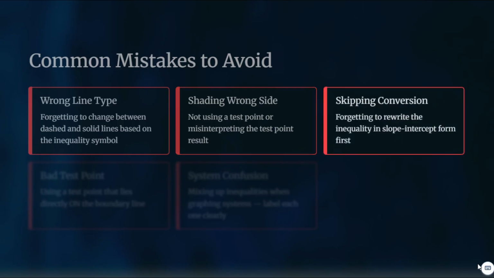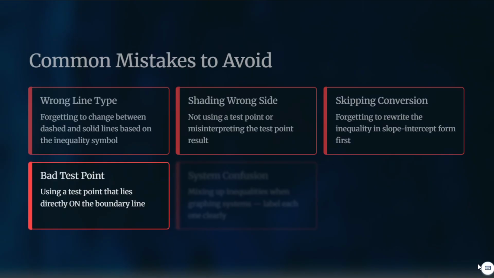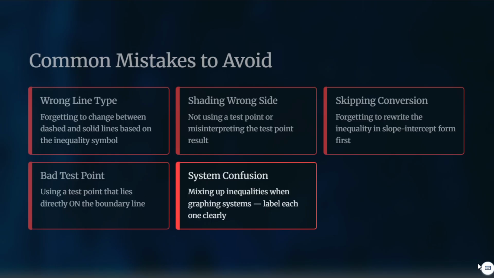The third mistake to avoid is skipping conversion. As much as possible, you'll want to rewrite the inequality in slope-intercept form first. Fourth, using a bad test point. Using a test point that lies directly on the boundary line won't help you, so you'll want to use a test point that is not on the line. And then finally, confusing systems. Mixing up inequalities when graphing systems, you want to label each one clearly.